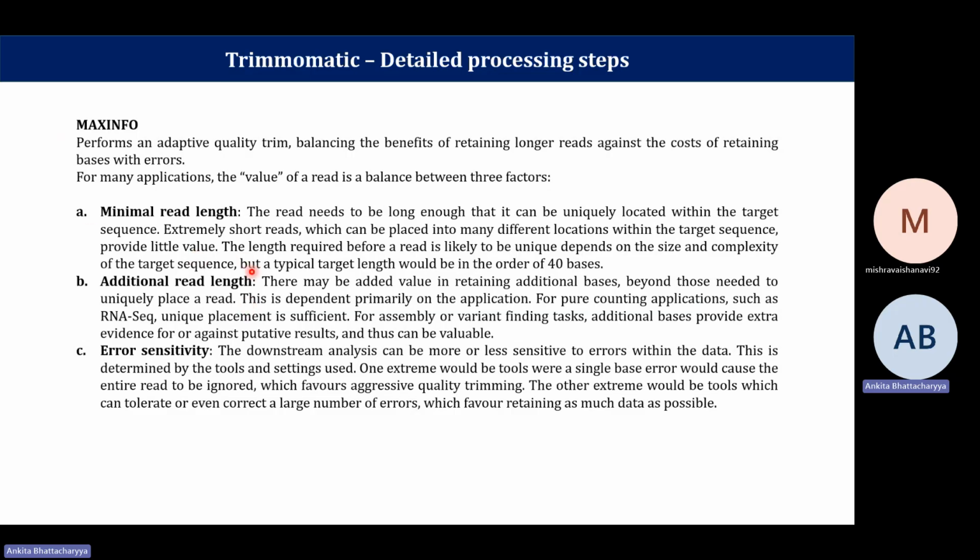If an additional read length is too long, then it is a negative. Then error sensitivity is decreasing, that is also a negative. So basically, you balance all of these three factors so that your read length is optimal and the error sensitivity is also high, and it is as ideal as possible a situation for you to proceed with your analysis.